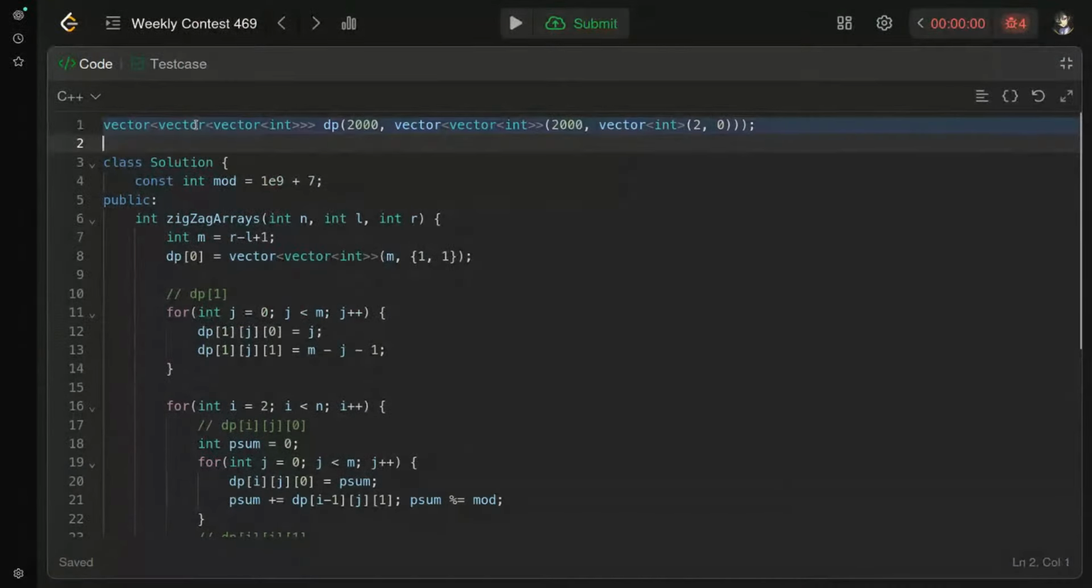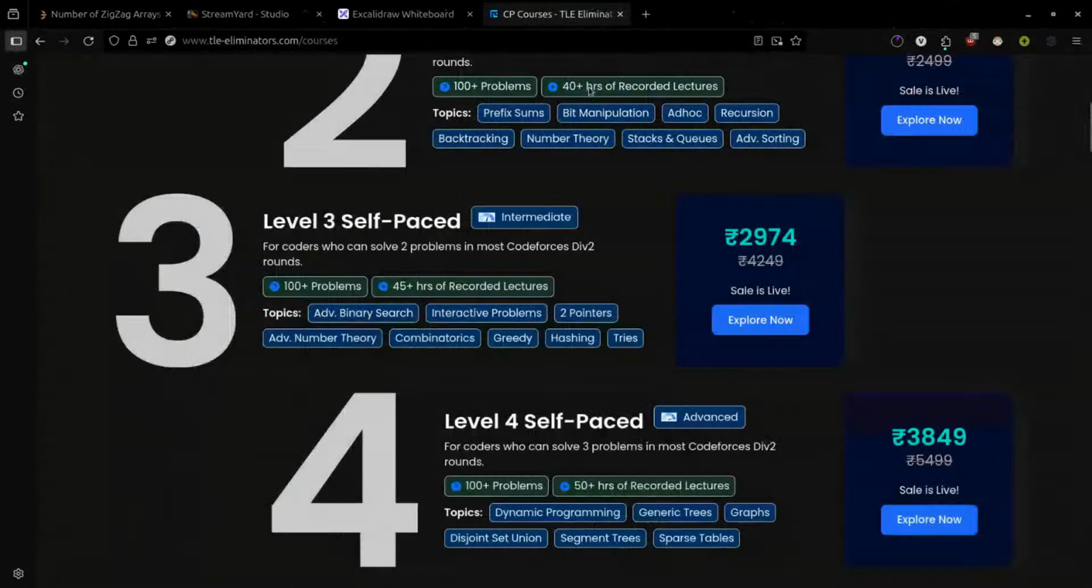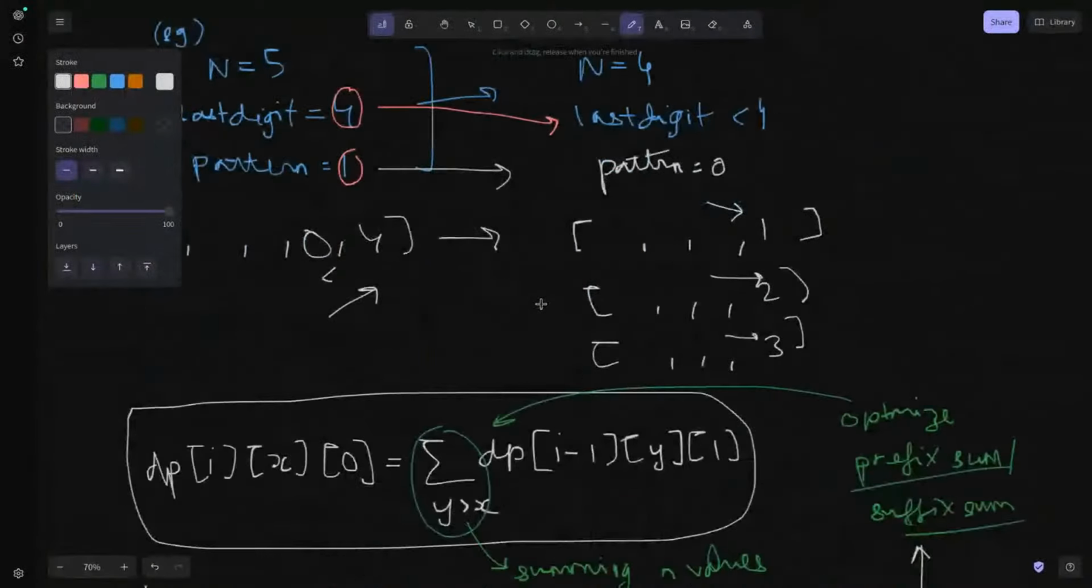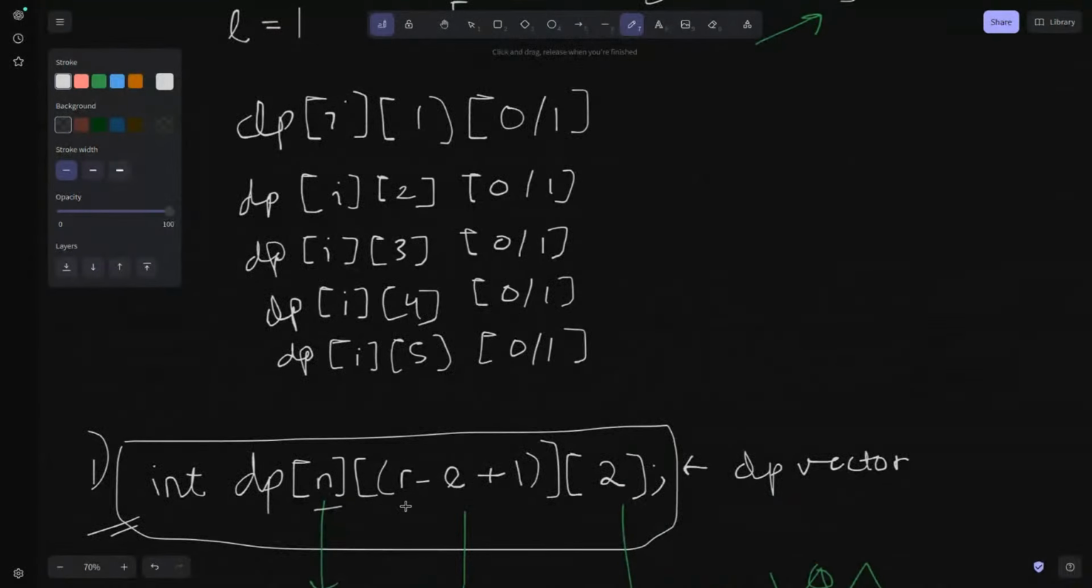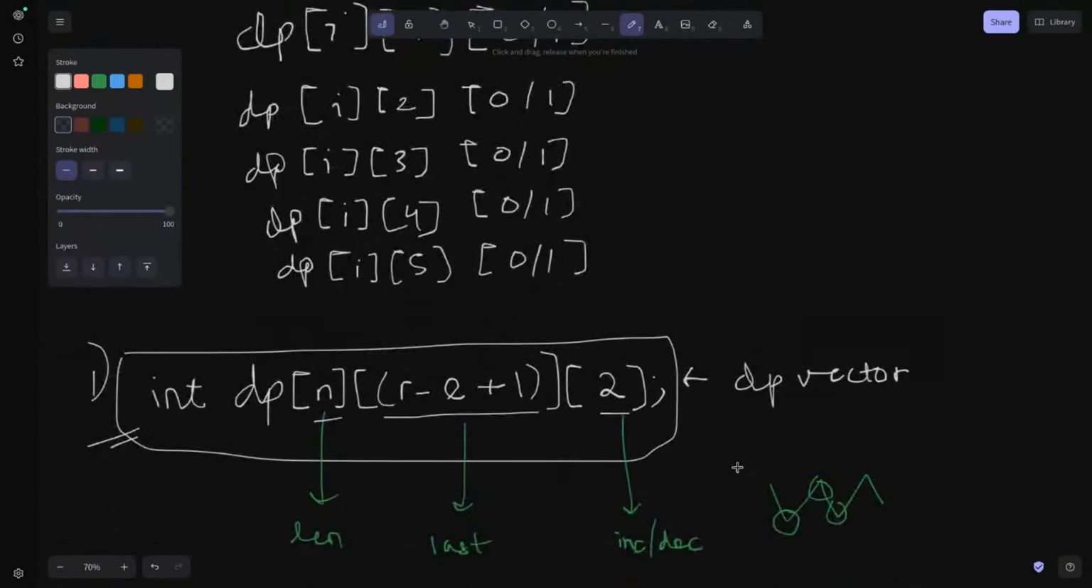Okay, so we make our DP array. As you can see, the DP array is 2000 by 2000 by 2, right? And the reason for that is simple, because this was our DP array: N, r minus l plus 1, 2. So this is at most 2000. This is also at most 2000. That's why we're making an array of size 2000 by 2000 by 2.